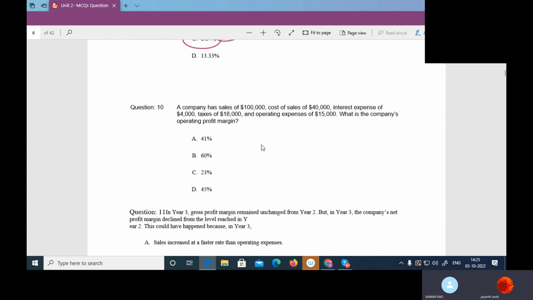Just do this. The company has sales of... They're asking you operating profit margin: operating profit by net sales into 100. Okay. Operating profit.